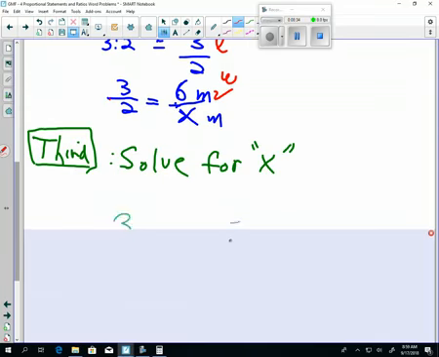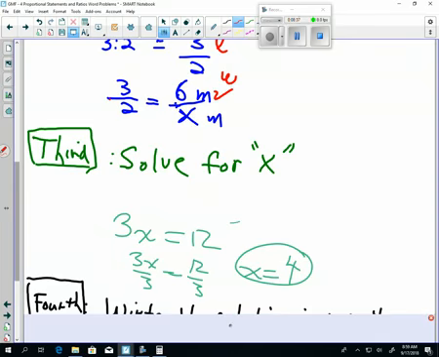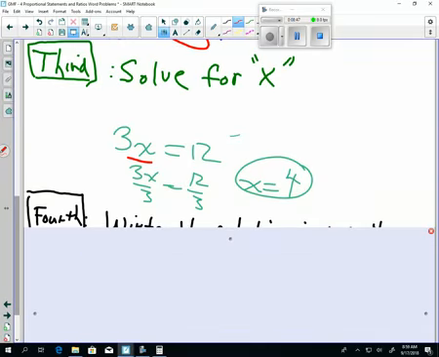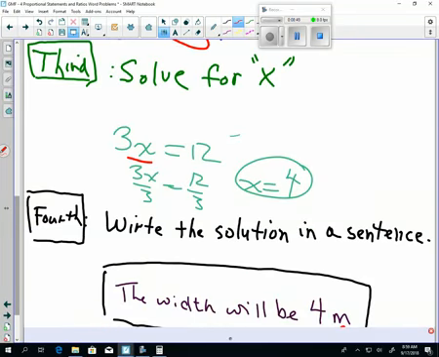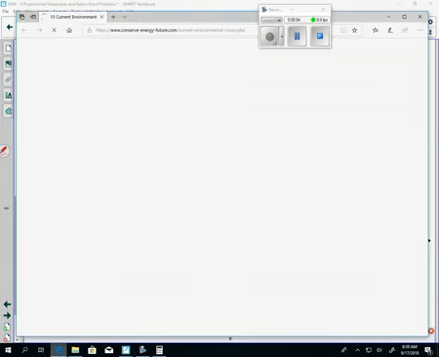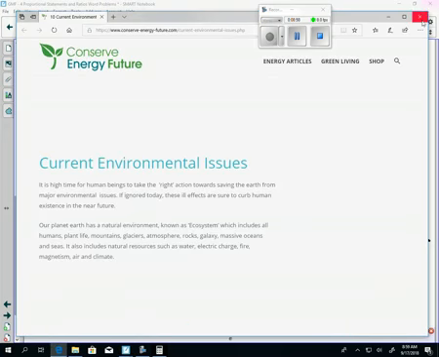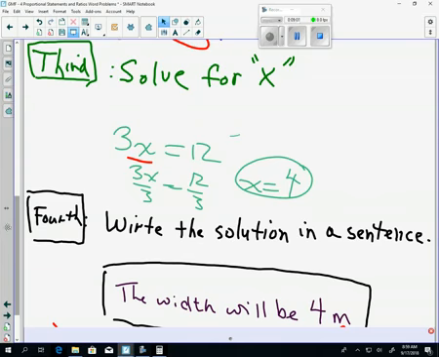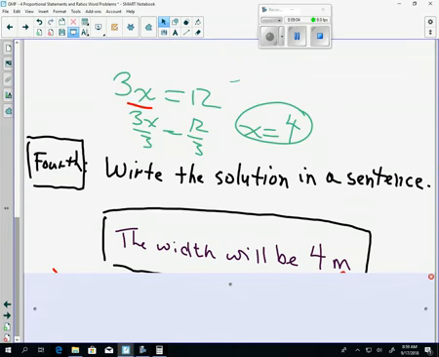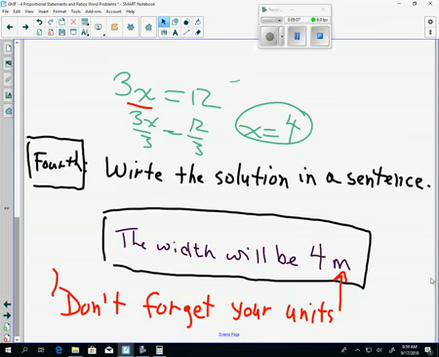Third, we solve it by cross multiplying it. So we have 3 times x, which is 3x, and 2 times 6, which is 12. And solving for x, we get 4. So that means that the width of the room is 4 meters. Again, don't forget the units, M meaning meters.